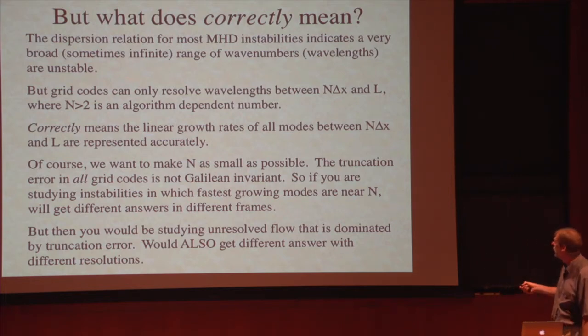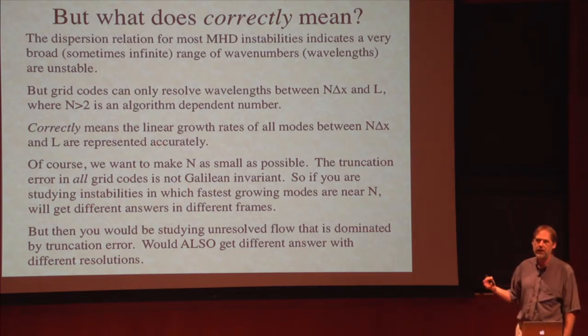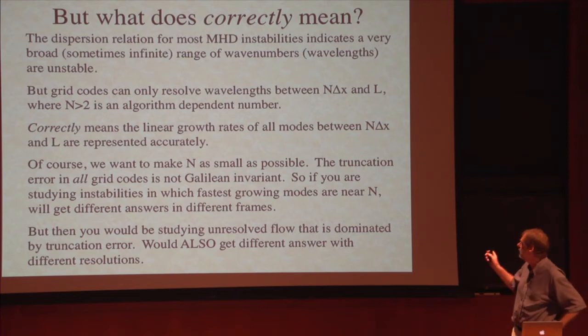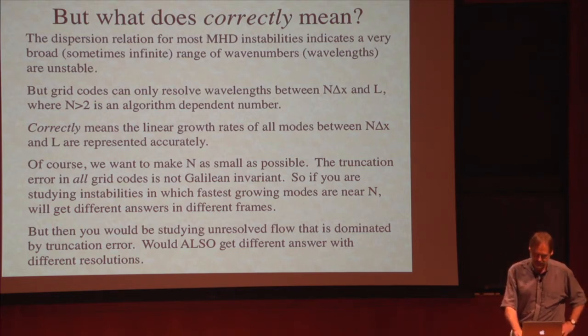An ideal code would have a perfect dispersion relation over the entire possible range of representable wavelengths. So there's no such thing as a perfect code. It always has approximation and truncation error. And it's important to understand the properties of that truncation error and what it means for your solution.